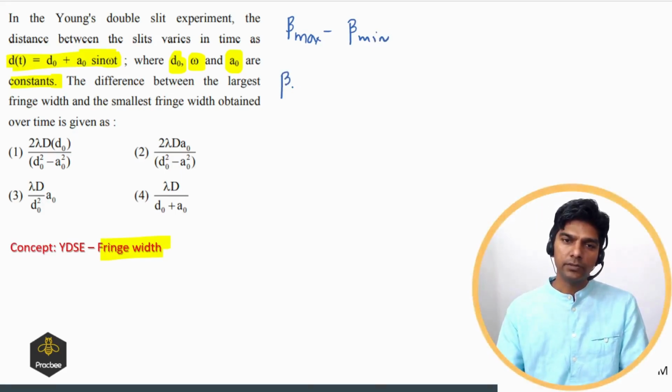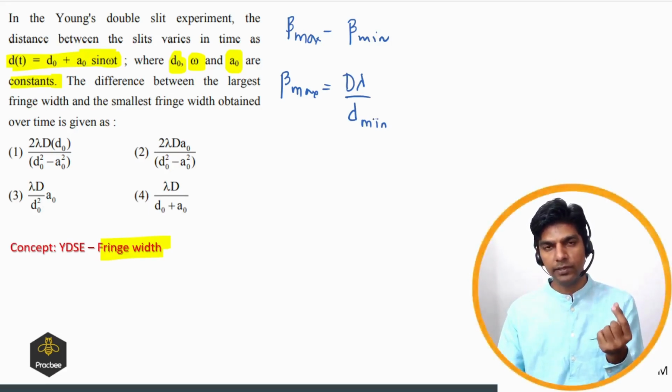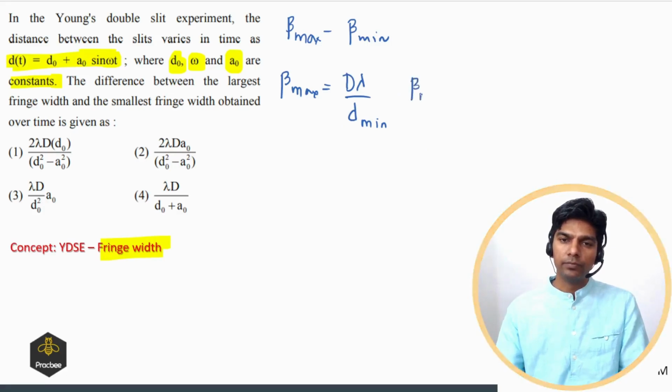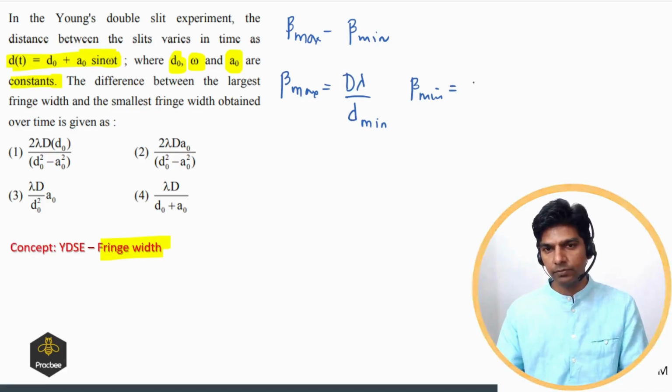Now beta max is what? Beta max will be D lambda by d minimum. If the distance between the slits is minimum, then beta will be maximum, because we are varying the distance between the slits. We are not changing the distance of the screen from the slits. It is not given in the question. And beta minimum will be when the distance between the slits is maximum.